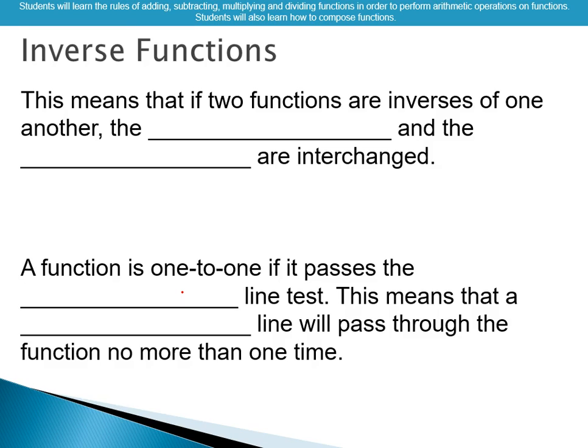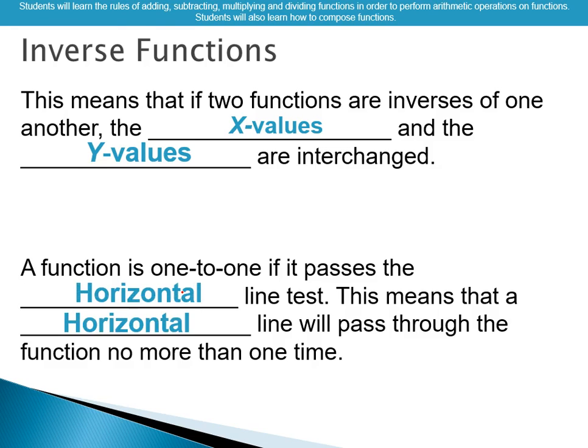This means that if two functions are inverses of one another, the x values and the y values are interchanged. So the inverse of the function and the function, if the ordered pairs were 1, 2, 2, 3, 3, 4, the inverse function would be 2, 1, 3, 2, 4, 3. The function is 1-to-1 if it passes the horizontal line test. It means that a horizontal line will pass through the function no more than one point at a time.